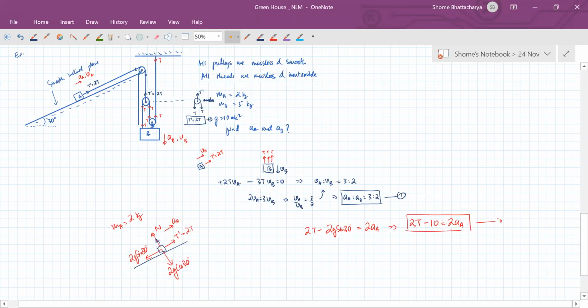Okay. And for the block B, it's very simple. You just have 3T upwards, weight downwards, mass of B is given to us as 5 kg. This is 5g, and has a downward acceleration AB. So we have 5g minus 3T is equal to 5 times the acceleration of B. So this is our third equation. Now it's a matter of solving these equations.